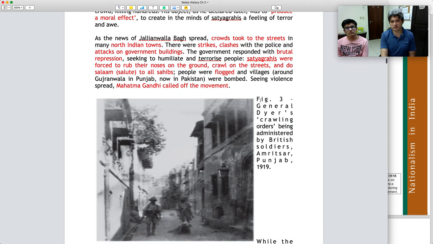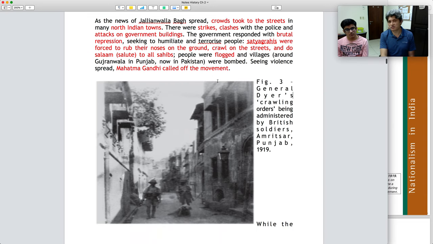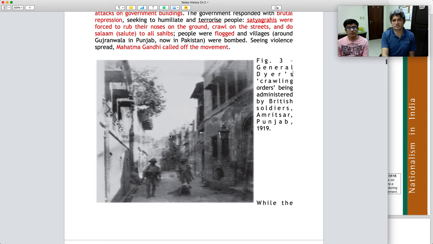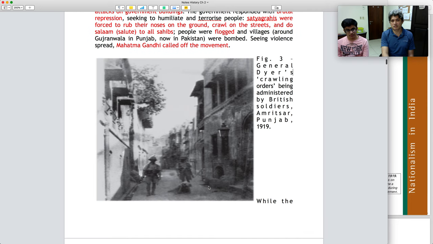General Dyer had issued a crawling order. What was the crawling order? The Satyagrahis, the freedom fighters, were forced to rub their noses on the ground, crawl on the street, and salute all the sahibs, the British officers. And they were flogged. The villages around Gujranwala, which is now in Pakistan, were bombed. This is the picture of the crawling order issued by General Dyer in Amritsar.